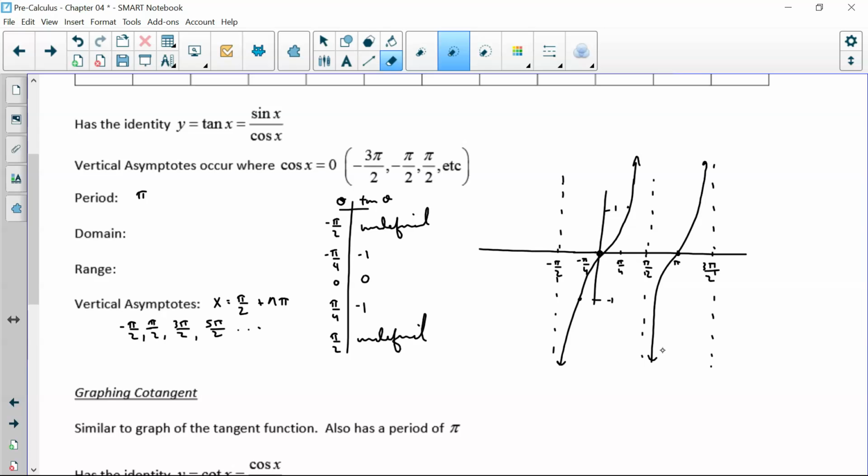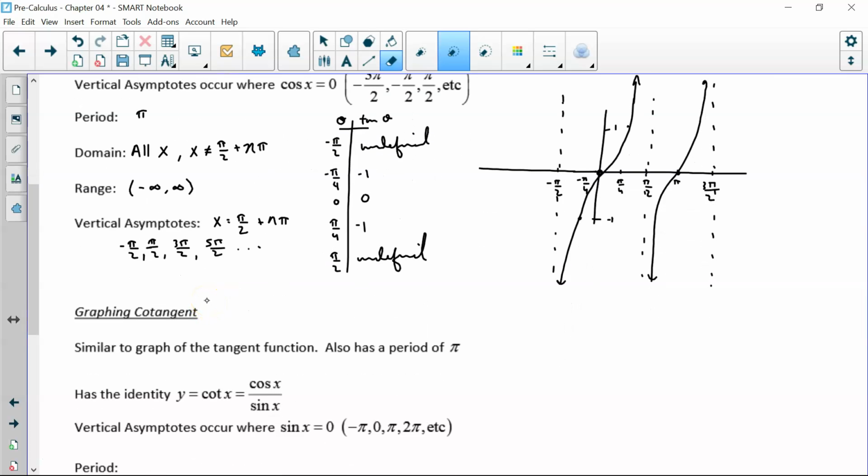So if we look at this, our domain is going to be all real numbers, all values for x, when x does not equal pi over 2 plus n pi. That's going to give us where all those asymptotes are. Those are all the things we can have. Now our range this time, it's all real numbers. It goes from negative infinity to positive infinity. That's what tangent looks like. It rises from left to right.